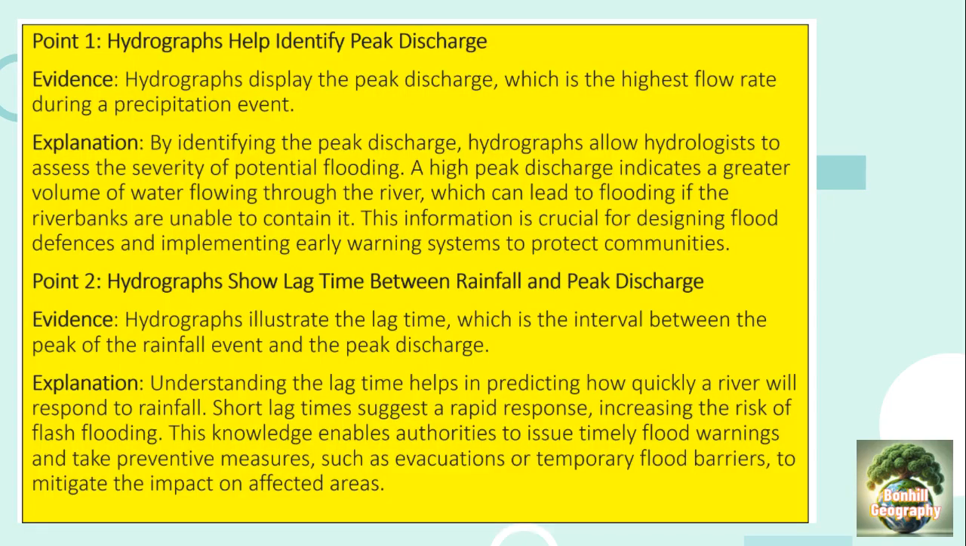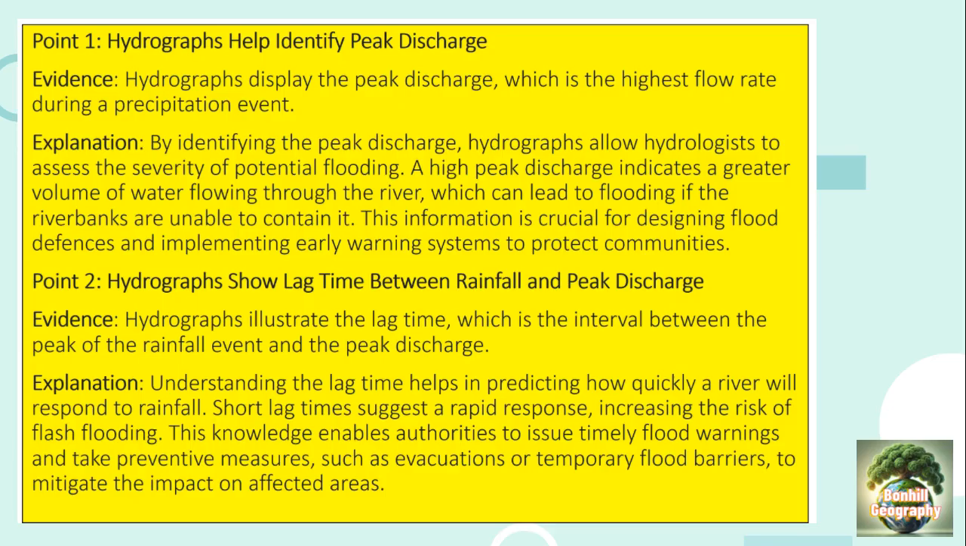Hydrographs help to display the peak discharge, which is often the highest flow rate during a precipitation event. By identifying peak discharge, hydrographs allow hydrologists to assess the severity of potential flooding. A high peak discharge indicates a greater volume of water flowing through the river, which can lead to flooding if the river banks are unable to contain it. This information is crucial for designing flood defences and implementing early warning systems to protect communities.